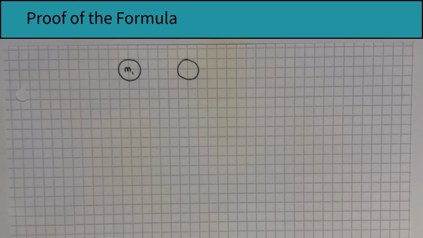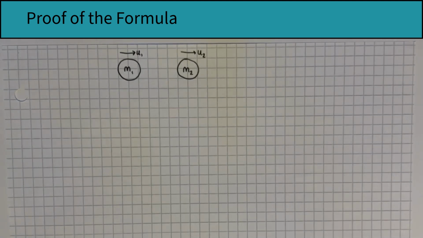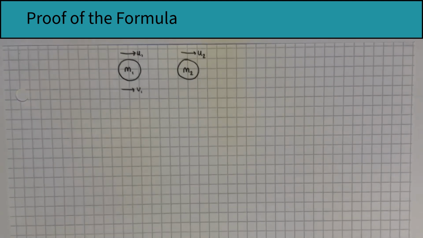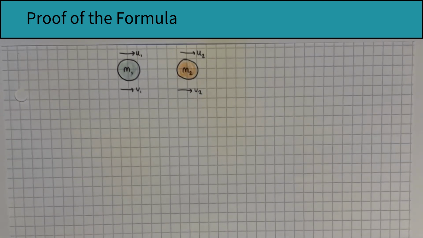Let's take a look. This is a proof using the impulse-momentum principle to get the formula for conservation of momentum. You don't need to know this proof, you just need to know the formula at the end. We've got two particles, masses m1 and m2, initial speeds u1 and u2, and final speeds v1 and v2. I'm making all the directions right here, which means I'd have to use negatives if anything was going to the left.